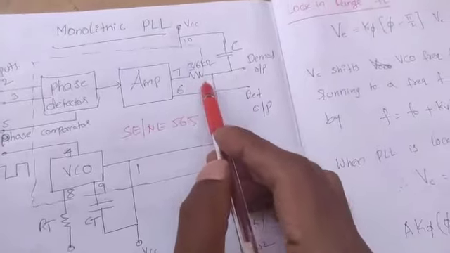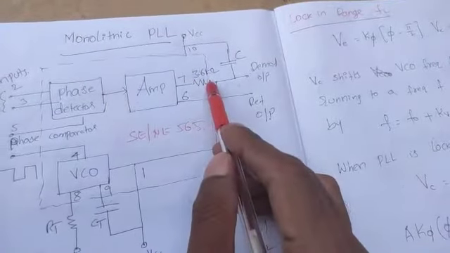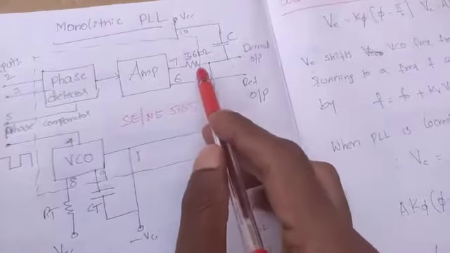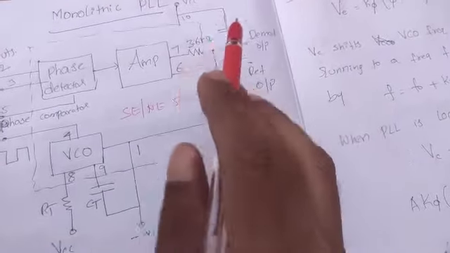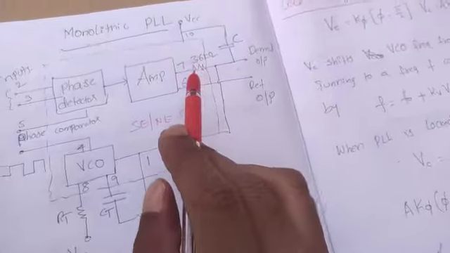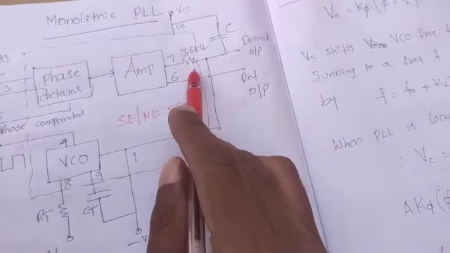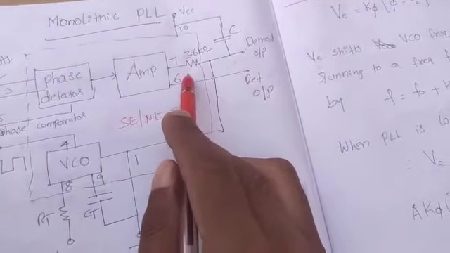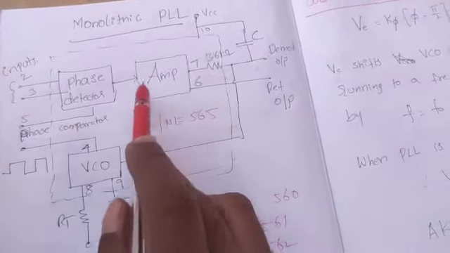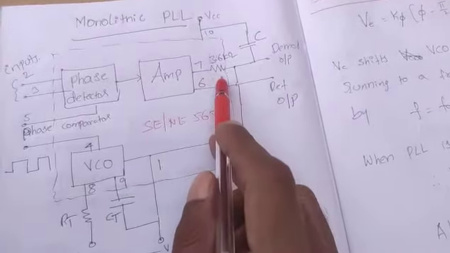Observe that resistor value, this is a 3.6 kilo ohm resistor, which is an internal part of it. The resistor is 3.6 kilo ohm and it is fixed. You cannot change the resistor value because these 3.6 kilo ohm resistors are designed internally. And the phase detector is applied to the amplifier and then to the low pass filter.